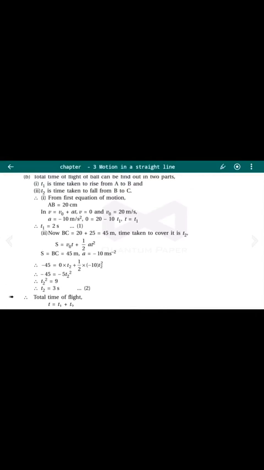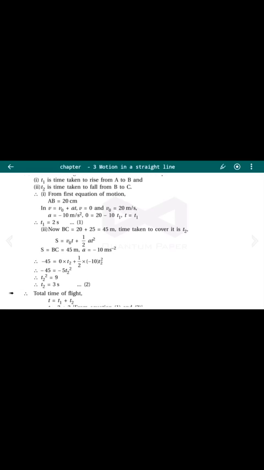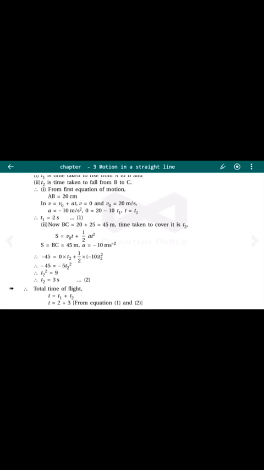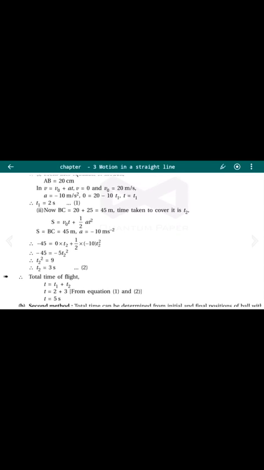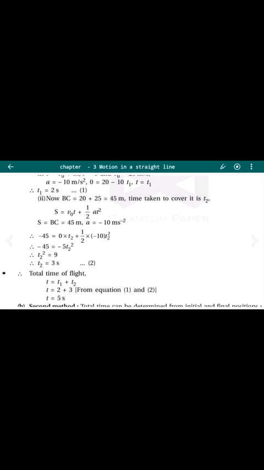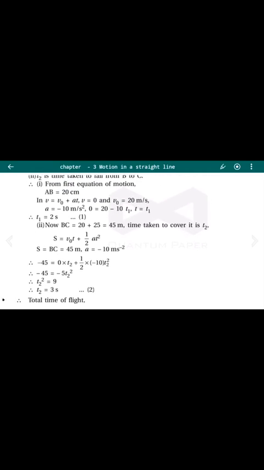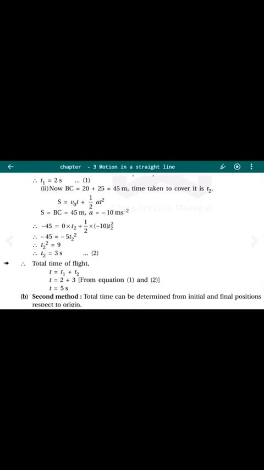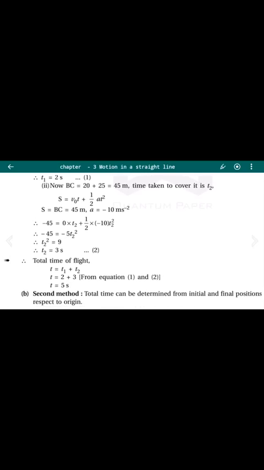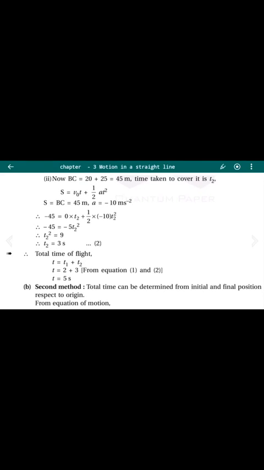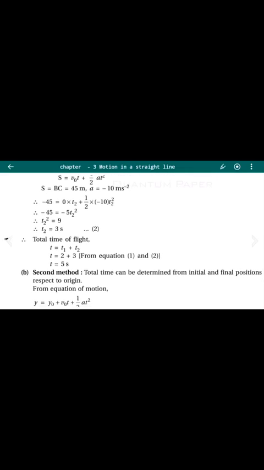So minus 45 equals 0 into T2 plus half, A is minus 10 into T2 square. So minus 45 equals minus 5 T2 square. So T2 square equals 9 and T2 is equal to 3 second. So we got T1 as 2 second and T2 as 3 second. So the total time taken by the ball for the motion is T, which is equal to T1 plus T2, that is T equals 2 plus 3 and T is equal to 5 second.